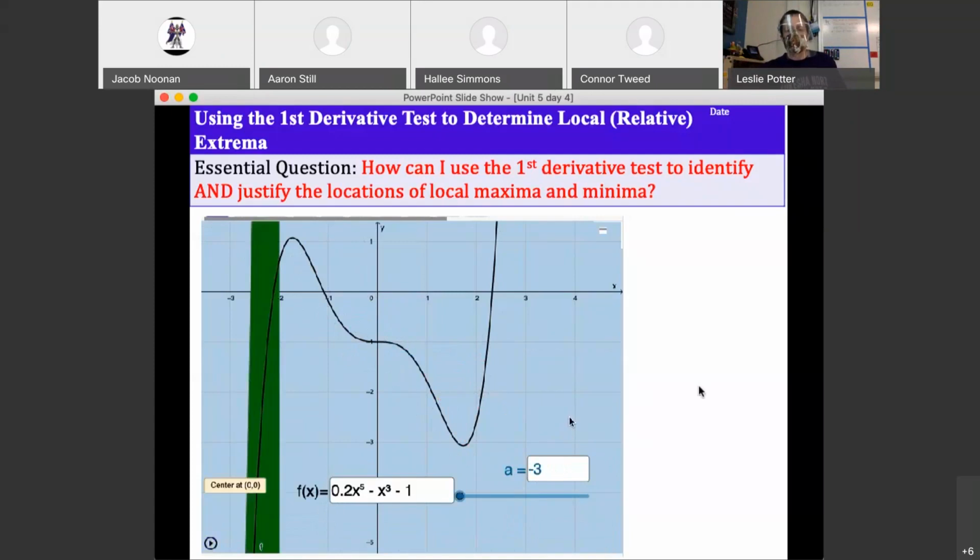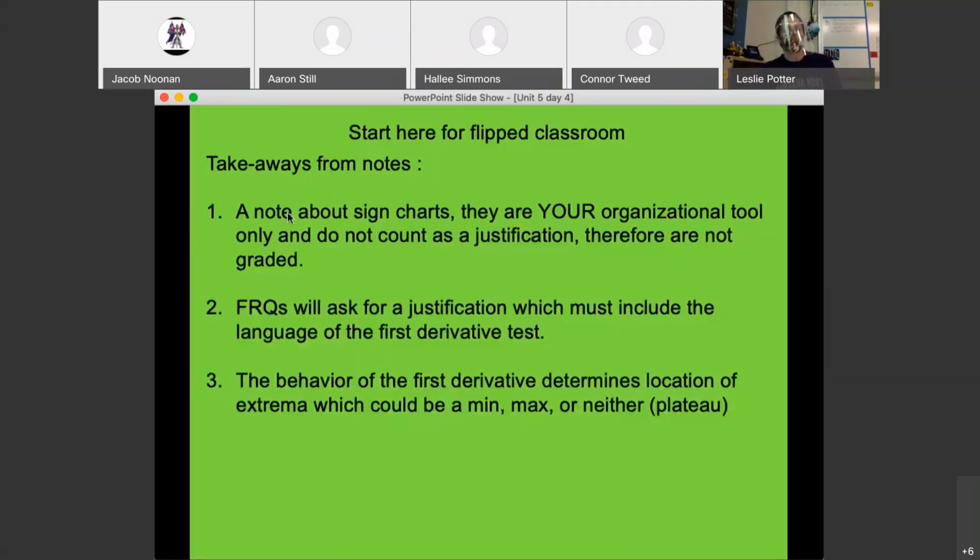Okay. Just a note about those sign charts. They are your organizational tool, but they're super important. It's what you generate your justification from. Then you have to say things like, the derivative changes from negative to positive. Those are clear, complete justifications. Not "it," and certainly not f of x, because that wouldn't even be the derivative. You have to identify it as the derivative, so f prime of x, if that's the variable they use, or the derivative of f, if you want to really write it out. Free response questions will ask for justification, which must include the language of the first derivative test.